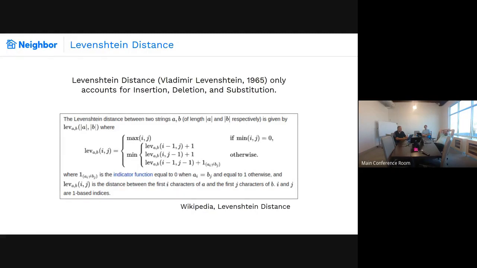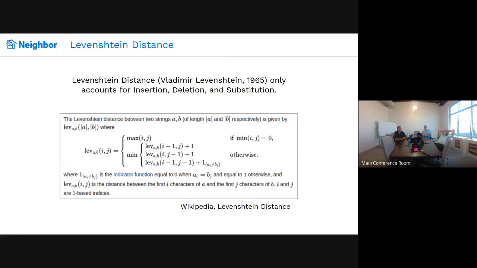But if you have studied mathematics recently, this notation looks really familiar and comfortable, and if you haven't, it might look really weird. So basically, Lev subscript AB is a function, and what it's going to return is the distance between two strings, and the parameters it takes are the length of the two strings, and the two strings themselves are those subscripts.